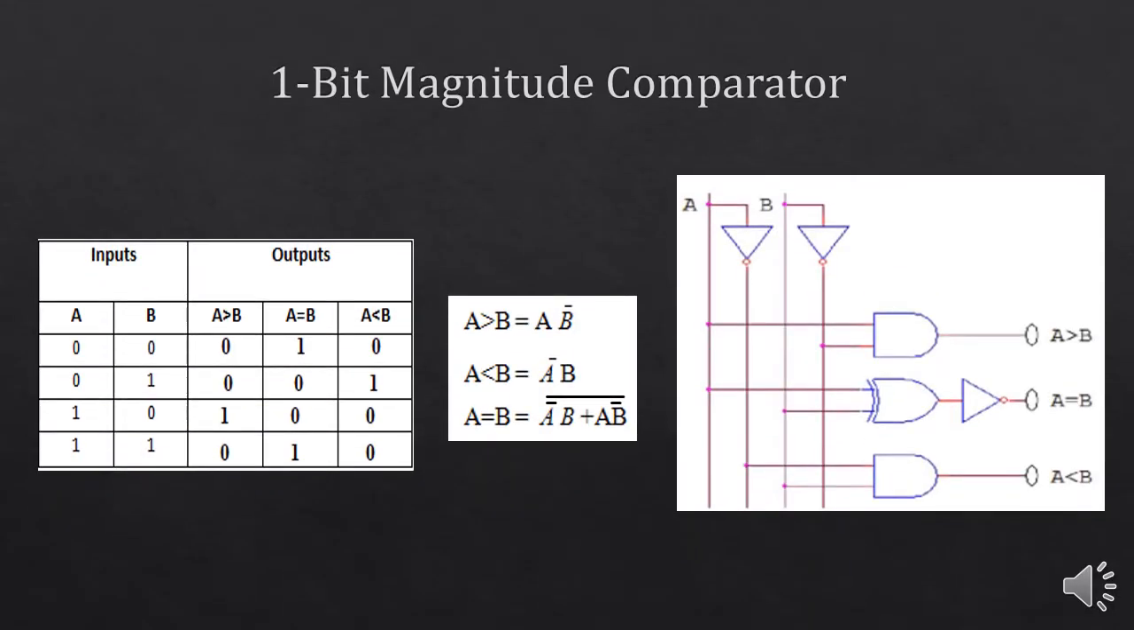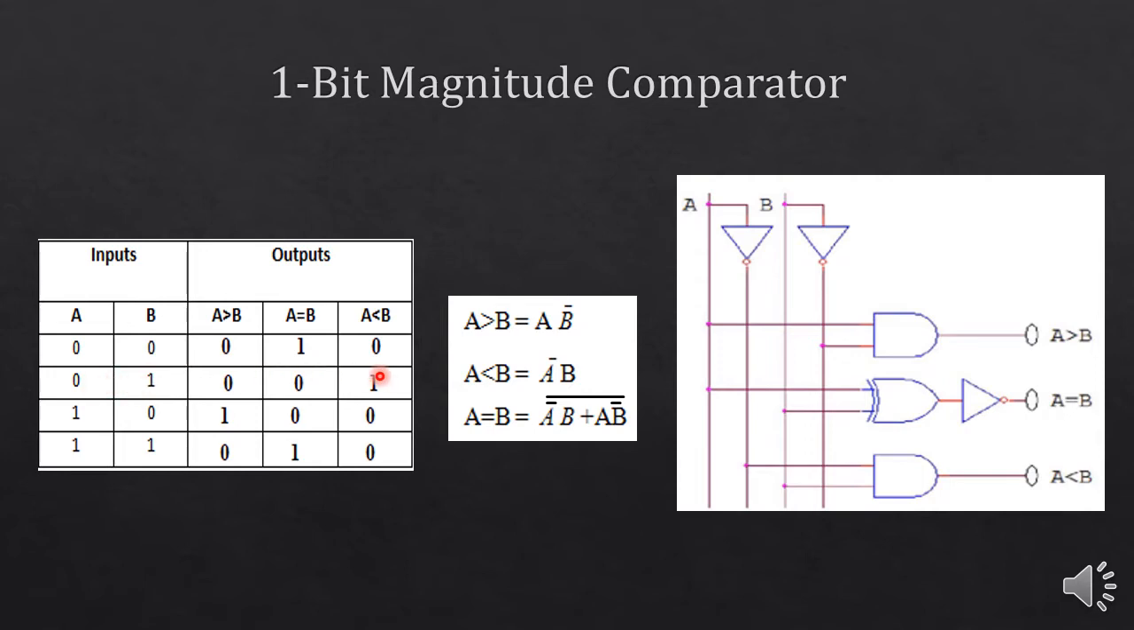Let's first discuss the 1-bit magnitude comparator. This is the truth table of the 1-bit magnitude comparator. We have two 1-bit inputs, A and B. Now let's compare these inputs. If we compare 0 with 0, these are equal numbers, so A equal to B is a true condition while the remaining two are false. Next, if we compare 0 with 1, B is greater and A is smaller, so we can say A is less than B.